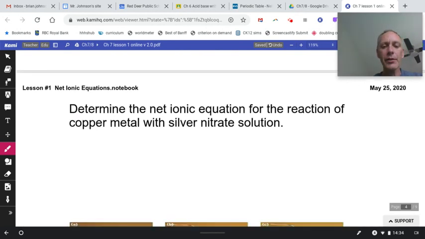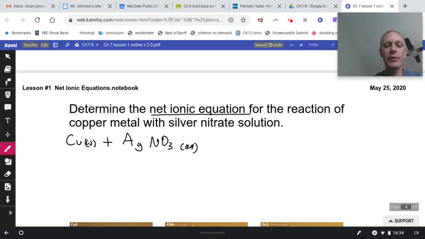Okay, determine the net ionic equation for copper metal with silver nitrate. So we need a balanced chemical equation. Copper metal, silver's an Ag plus, nitrate's an NO3 minus, and it's in solution. So this is another single replacement.